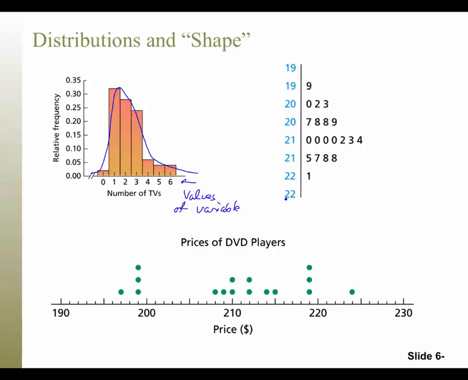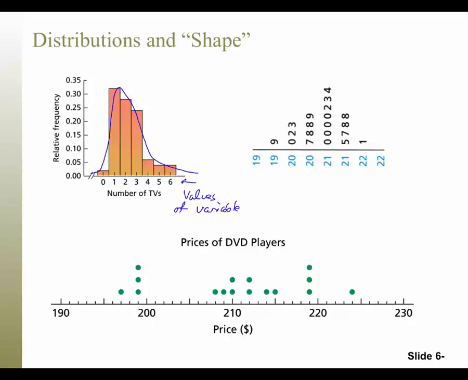Okay? What about this? How do we see a shape of a distribution here? Where are the values of the variable? Going across like this? Yeah, right, they go up and down. So here we've got 19.9, 20.0, 20.2. Really, these stem and leaf plots are kind of turned 90 degrees. If you turn them this way, then you can see it, right?